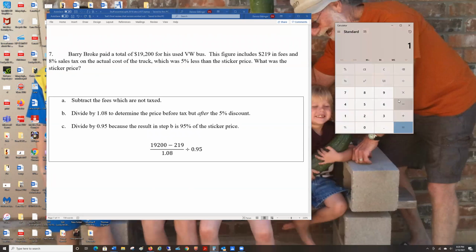And you do 19,200 minus 219. And you should say equals now, because if you say divided by and you have a scientific calculator, it'll divide 219 by 1.08. We don't want to do that. So we'll say equals. Now we'll say divided by 1.08 equals, and then divide that by 0.95 because it's 95% of the, and there it is, $18,500.